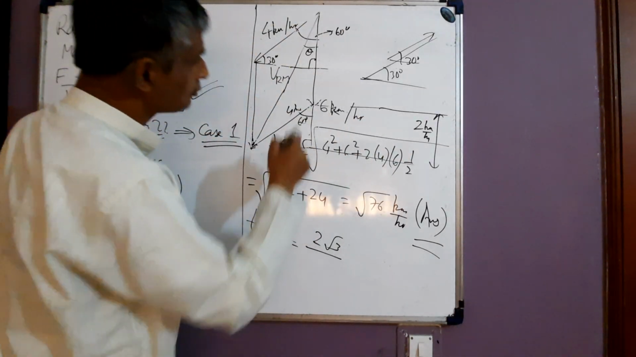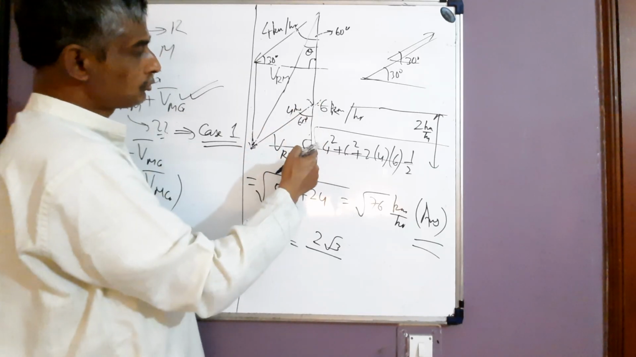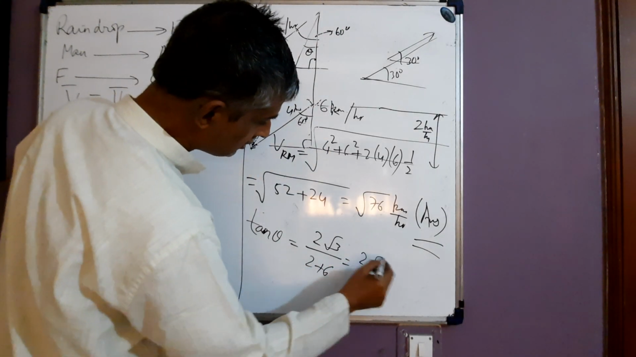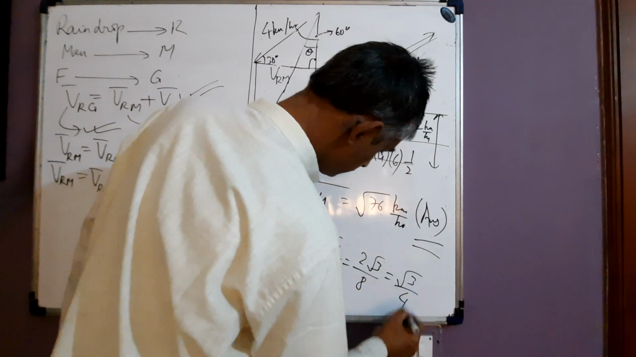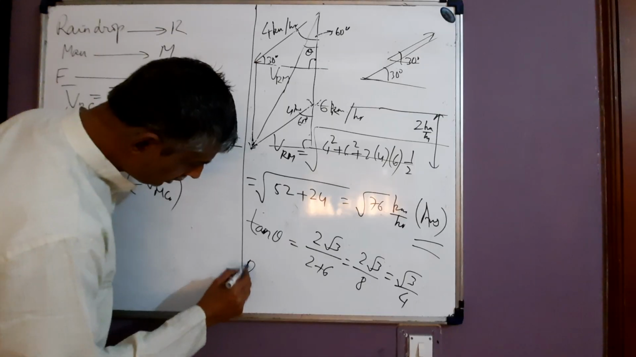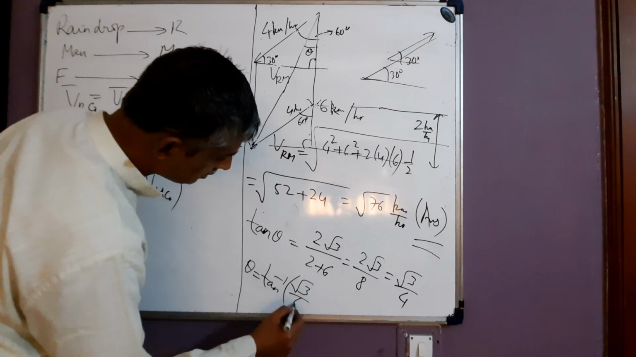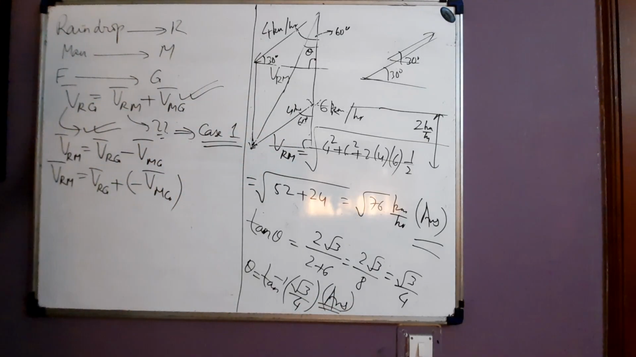So tan theta is equal to 2 root 3 by this plus this, 2 plus 6, that is just 8. So 2 root 3 by 8, so root 3 by 4. So theta is equal to tan inverse root 3 by 4, which is the required answer.